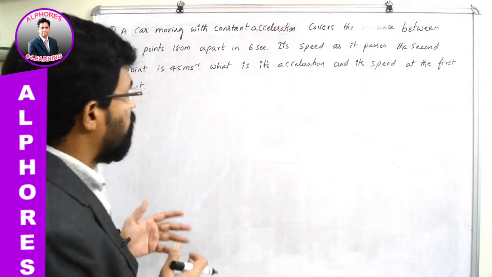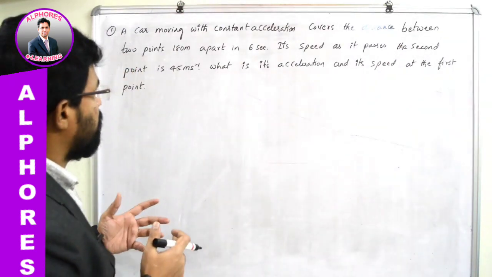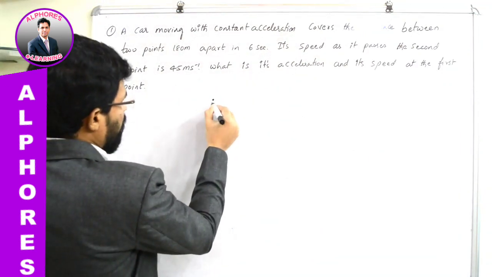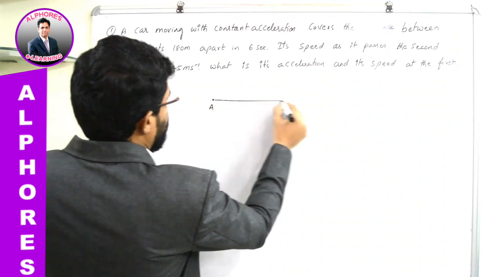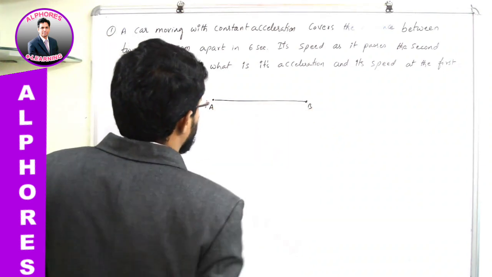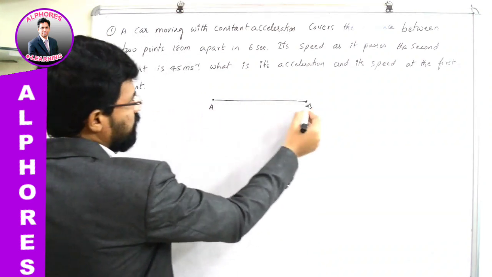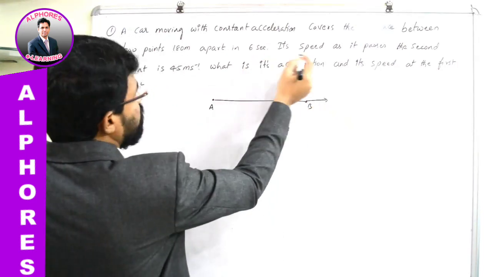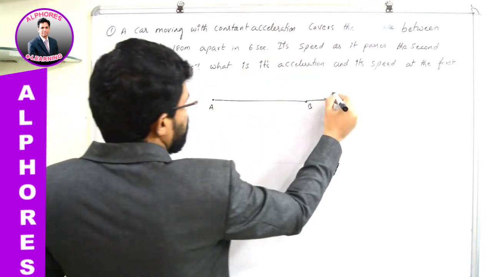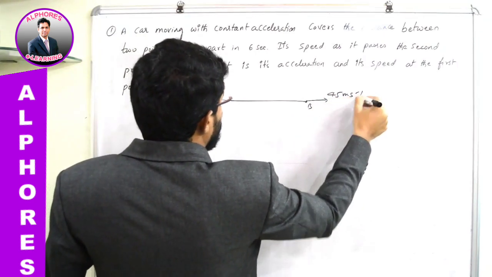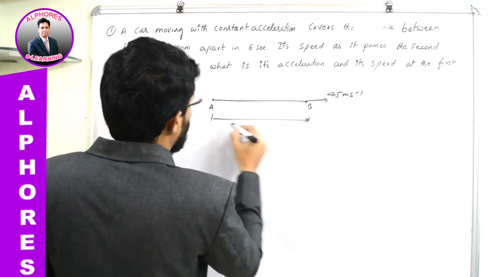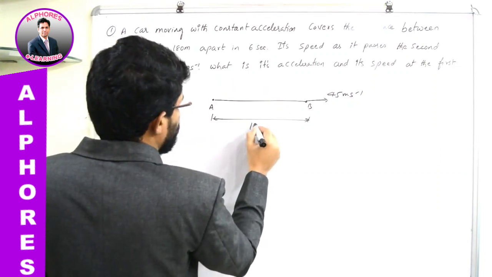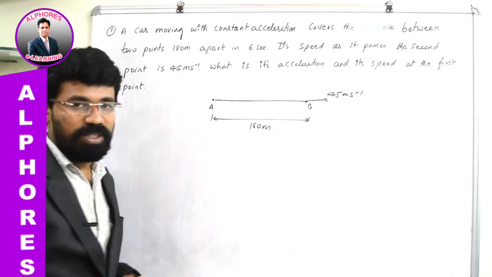Here we have to find out the velocity of the car at the first point. I will take this as the first point, call this A, and let this be the last point B. The car has traveled from point A to point B. When it is crossing point B, its velocity is given as 45 meter per second. And the distance of separation between these 2 points is given as 180 meters.